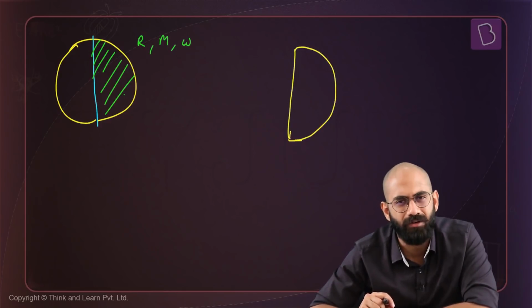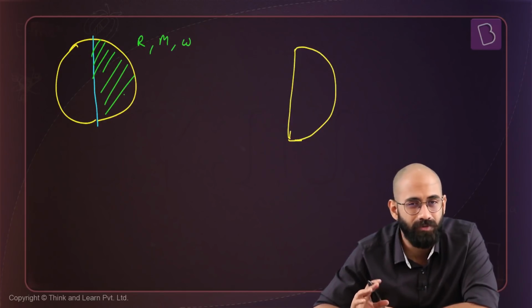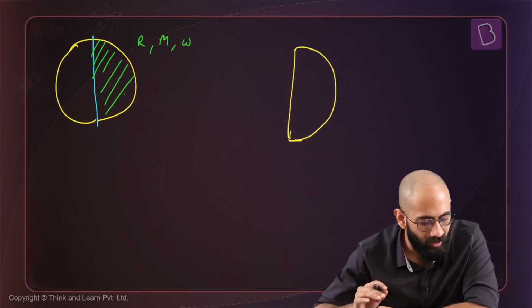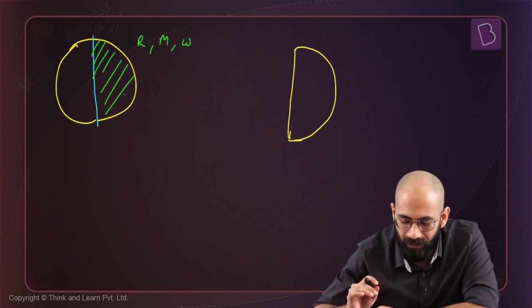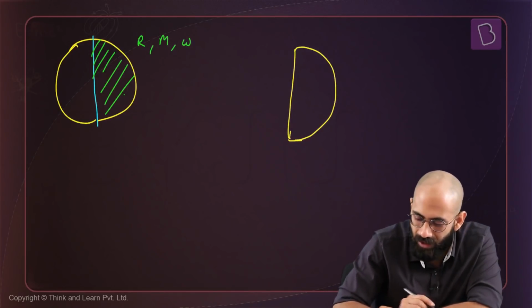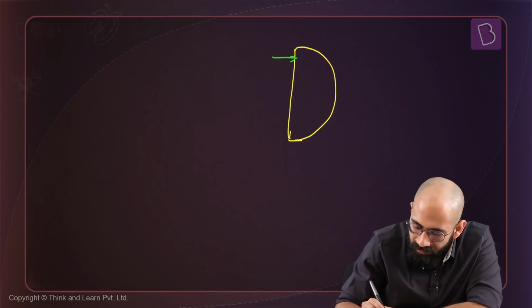Now, what are the forces acting on it? Of course, there's gravity and normal force, but we don't have to worry. That's in the vertical plane, and we're not worried about that, because this is on a table, which means it's horizontal. We only have to be worried about the forces that are coming from the other half. And we know that it's probably something like this.